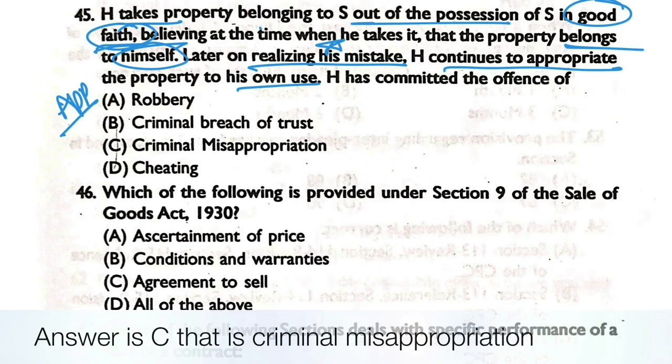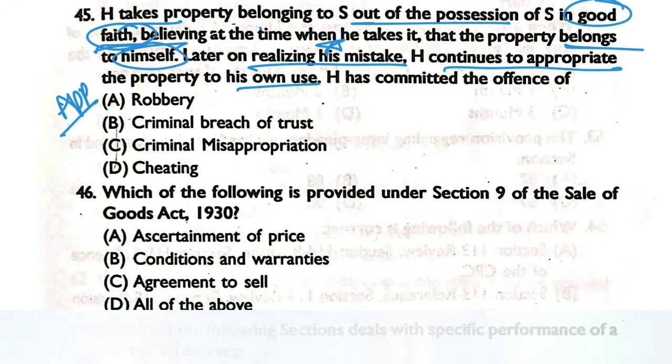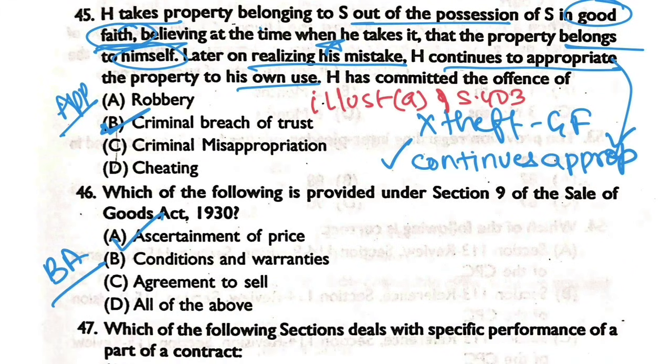This is an application based question. If you know the sections, you understand the basics of these sections, you should be able to answer it. He has not committed theft because he took it out in good faith. He took it out of the possession, but he took it out in good faith, believing it to be his own property. So there is no theft here. There is also the point that he continues to appropriate the property. This is from illustration A of section 403. So the answer to this is criminal misappropriation. Which of the following section deals with a specific performance?